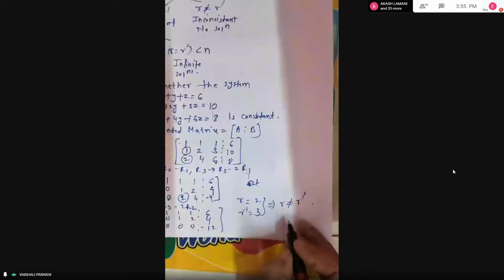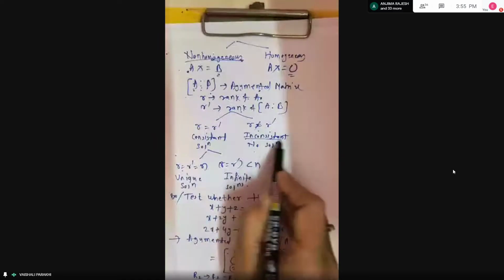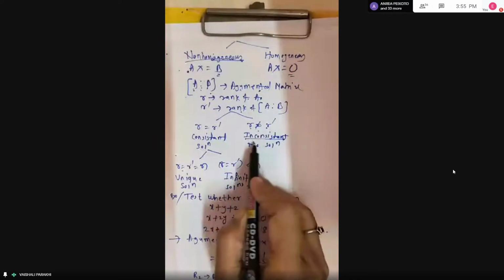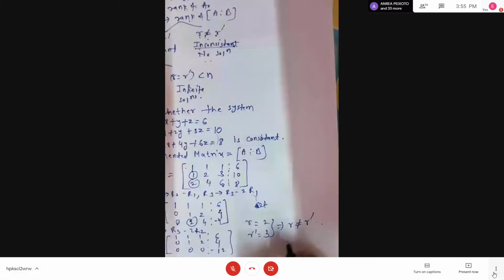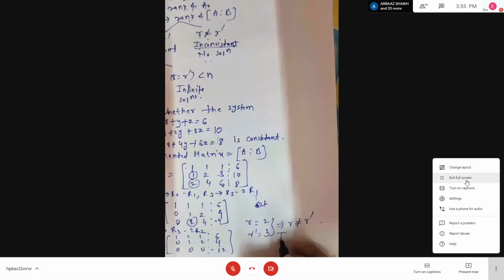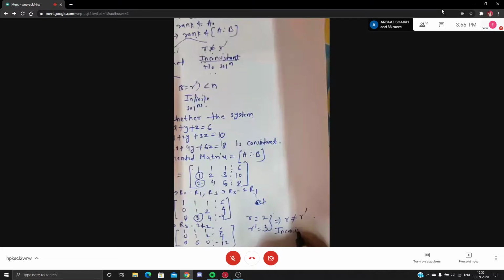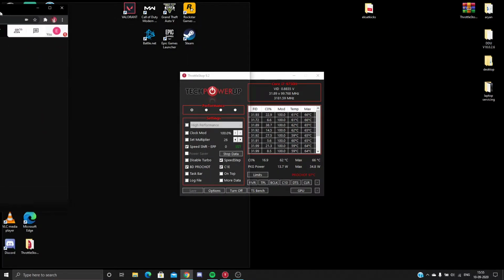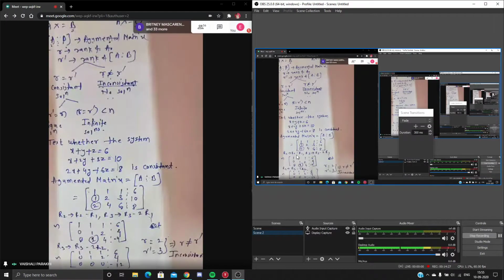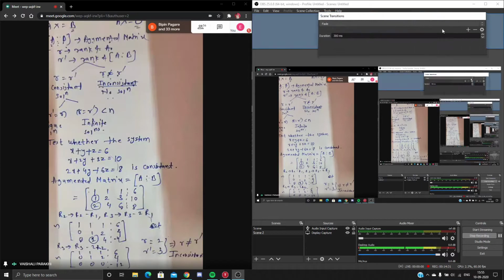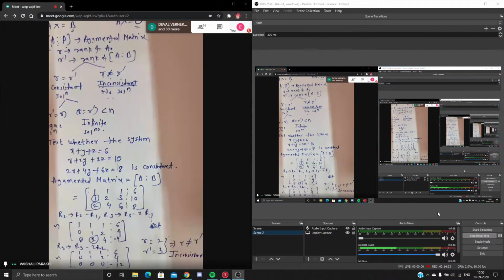And R is not equal to R dash means what is the type of the system? Isn't it inconsistent? When R is not equal to R dash, the system is inconsistent, means it has no solution. So your answer is what? This system is inconsistent. Okay? It was asked to test whether the system is consistent or inconsistent. And your answer is the system is inconsistent. Okay?